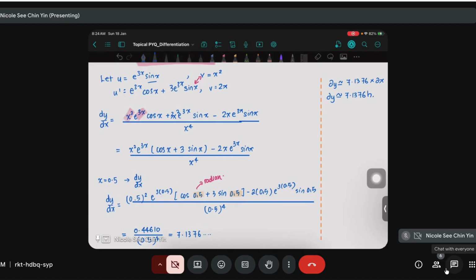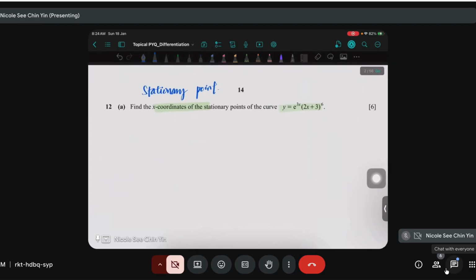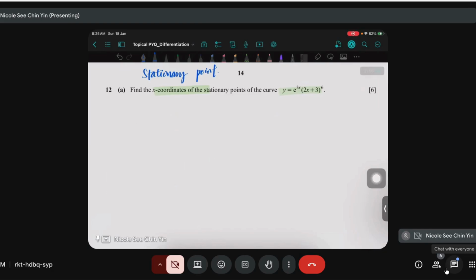You can look at question 12, which is D2. Okay, let's move on. Next question. Okay, they talk about stationary point. Now, this question they say find the x-coordinate of the stationary point, whereby your question is y equals 3x multiplied by 2x plus 3 to the power of 6. Now, first of all, when I look at this question, I know I'm going to use product rules. Okay, we're going to use product rules.